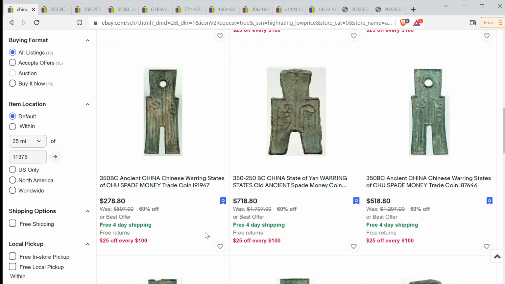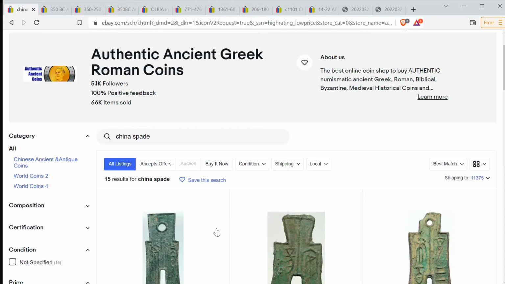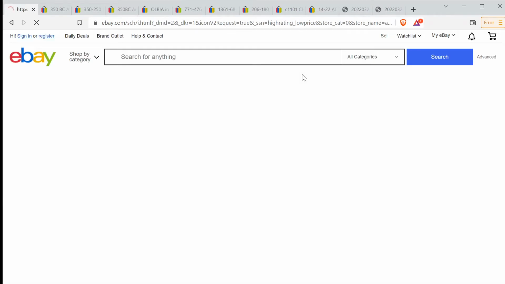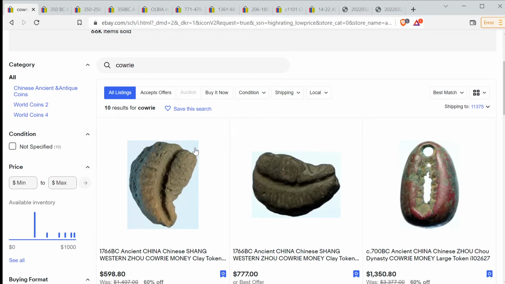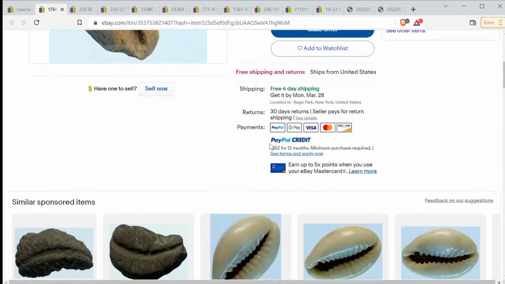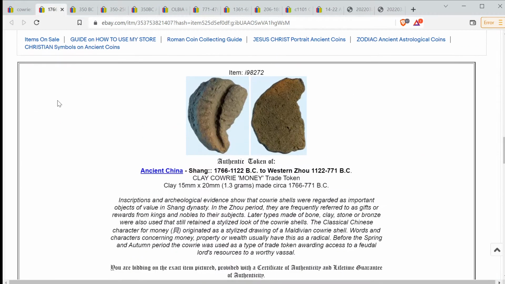So fish money is much earlier, and then we have spade money, and then we have that. But then we also go back to the oldest money, which is called cowrie. Apparently, cowrie has something to do with... Let me actually read the description for you. It's probably easier. So this is a version they made out of clay.